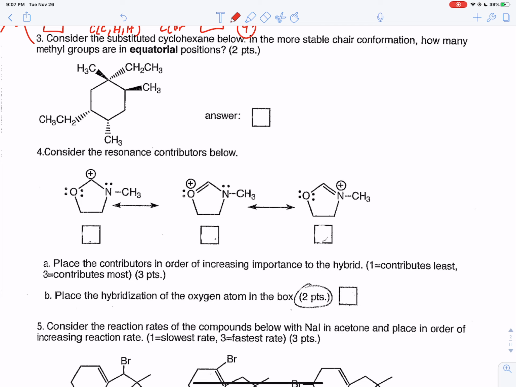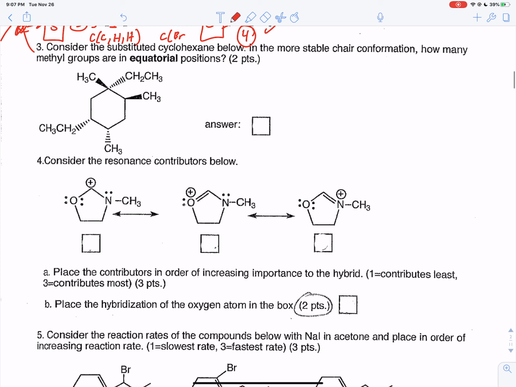Okay, consider the substituted cyclohexane below. In the more stable chair conformation, more stable, that's important. How many methyl groups are in the equatorial position? All right, so for these, there are some tricks and faster ways to do it. I really just want to show you guys both chair conformations. I think that's the way to ensure that we won't get anything wrong.